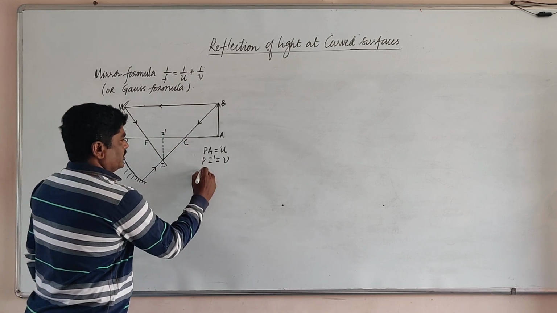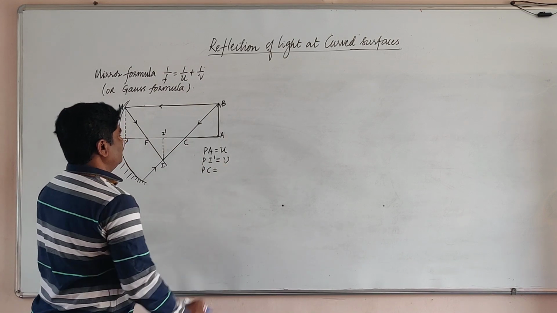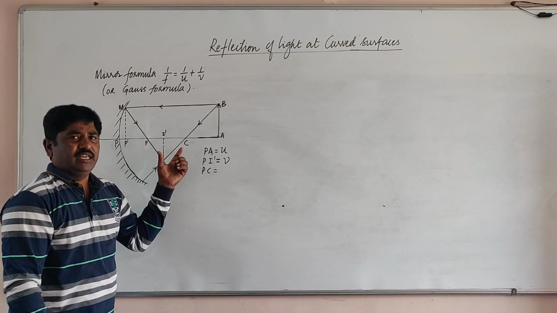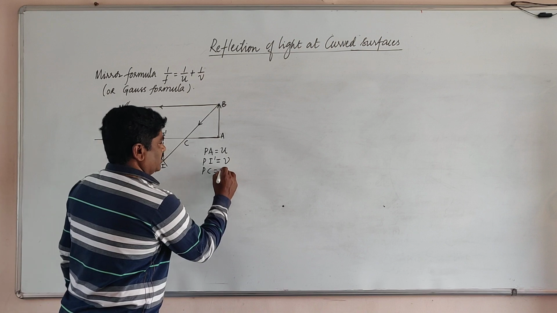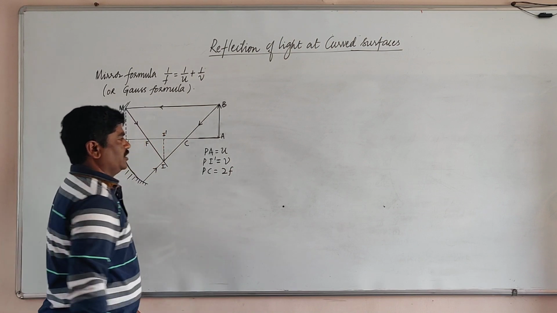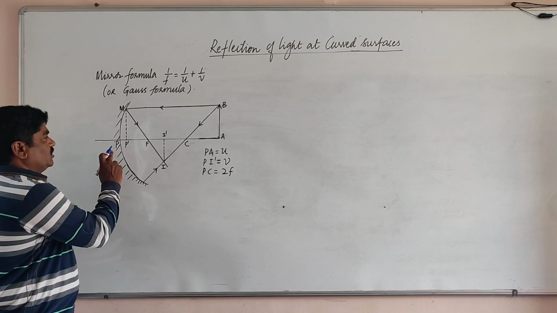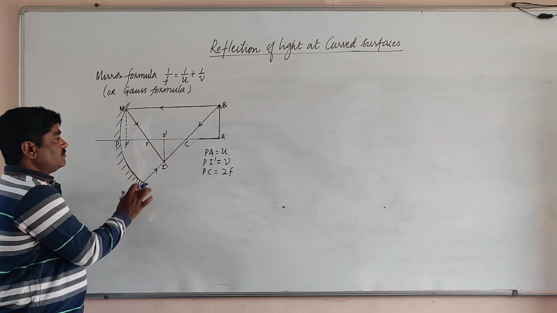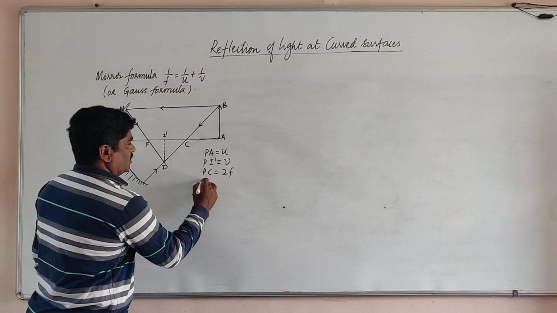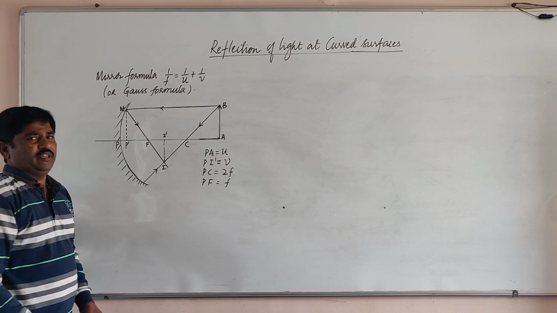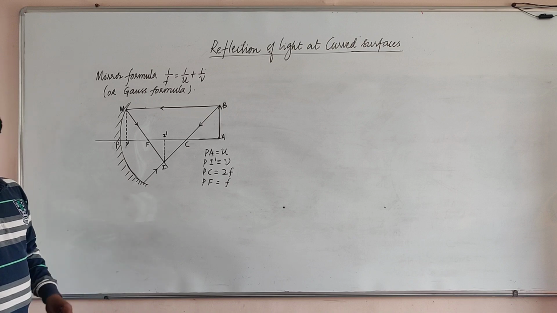Next, P to C. C is the center of curvature. The distance between P and C is nothing but the radius of curvature. Radius of curvature is always double the focal length. Next, one more thing is P to F. PF is equal to the focal length of the given concave mirror.